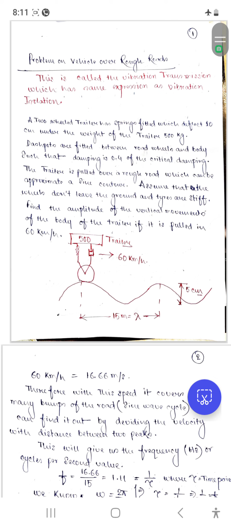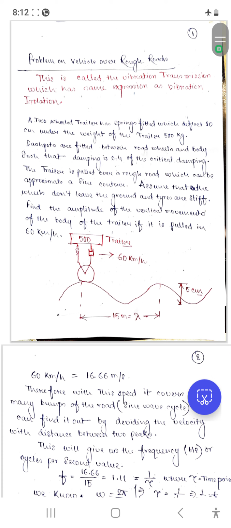So in this case, we see a vehicle of 500 kg. The question says that a two-wheel trailer has a spring stiffness which deflects 10 centimeter under the weight of the trailer, 500 kg. So you need to find out whatever information is given. The first information is that whenever I attach 500 kg on the spring, it gets a deflection of 10 centimeter. That gives you the idea of spring stiffness, so the K expression can be found out from the deflection value.